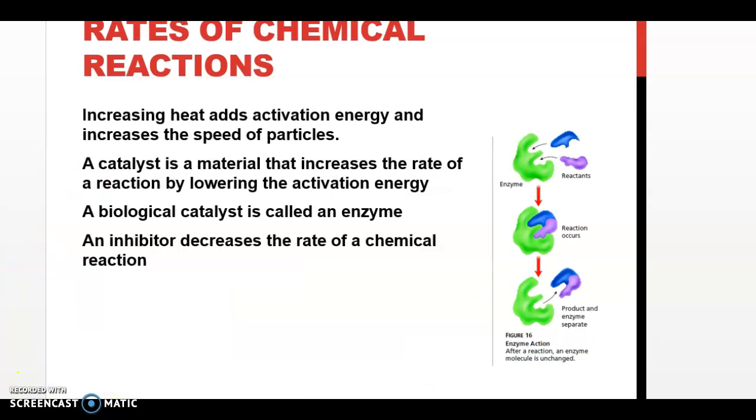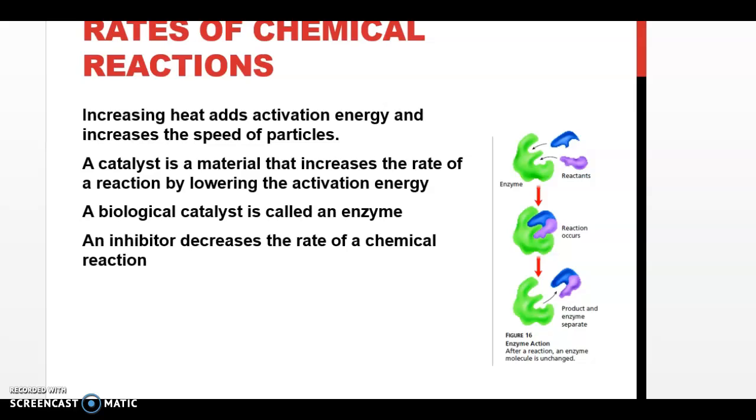So the last one is temperature and rates of chemical reaction. Increasing heat will add activation energy, which means it'll increase the speed of particles, which again will cause the chemical reaction to speed up. You can also put what we call a catalyst in there. A catalyst is something that increases the rate of reaction because it lowers the activation energy. So you can put something into the reaction that causes that activation energy to go down. You won't need as much by providing a catalyst.